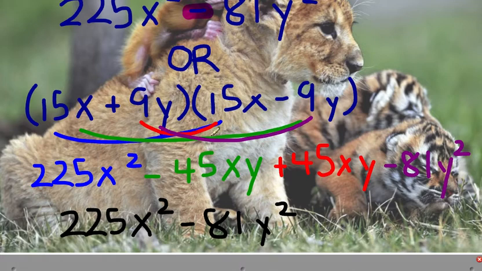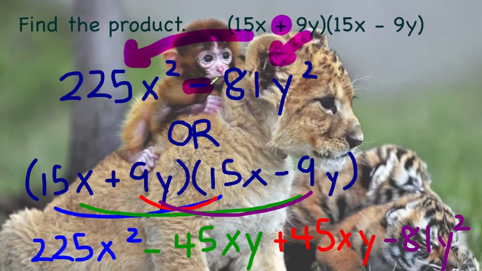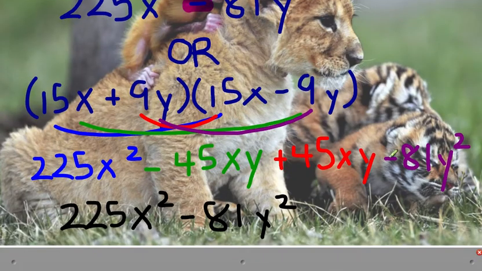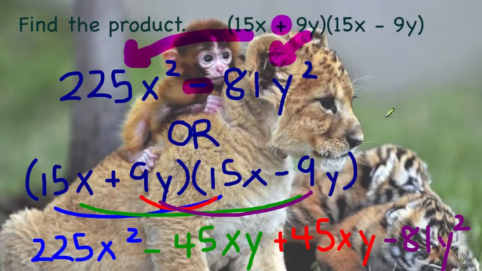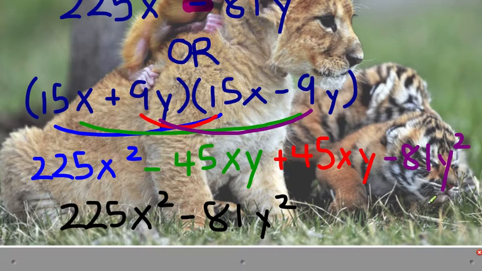And then if you follow the purple, we're doing our last terms, which is a positive 9y times a negative 9y, and that's where our negative is coming from. So up here when we have a negative, technically when you do your FOIL, that's where the negative is coming from. But it's also coming from when you say the difference of two squares. So this is negative 81y squared. And then when you combine your like terms, in black is what we're going to get as our final answer, 225x squared minus 81y squared.